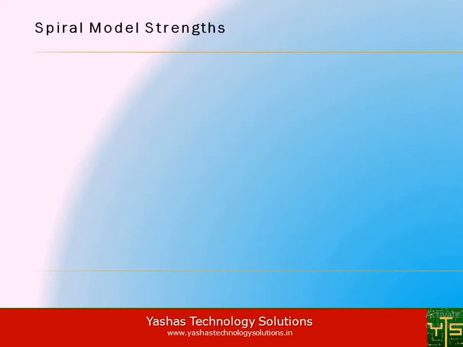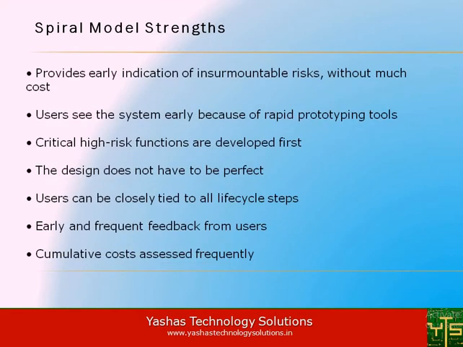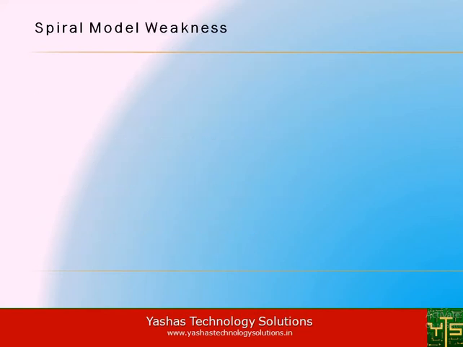So let us understand what the strengths of the spiral model are. The spiral model provides early indication of insurmountable risks without much cost. Users see the system early because of the rapid prototyping tools. Critical high-risk functions are developed first. The design doesn't have to be perfect. Users can be closely tied to all the life cycle steps. Early and frequent feedback from users, and cumulative costs are assessed frequently.